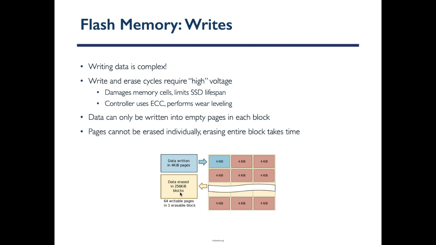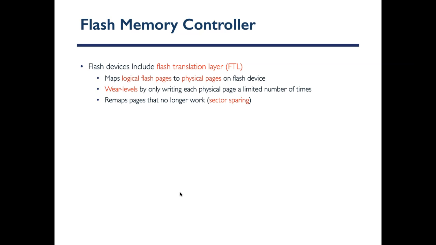Now that also creates some limitation. So that's where the flash device has to include a flash translation layer. This is the level of indirection I was talking about. So basically this layer maps logical flash pages to physical pages. And its main task is wear leveling.